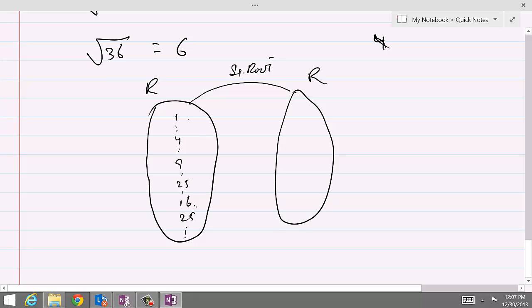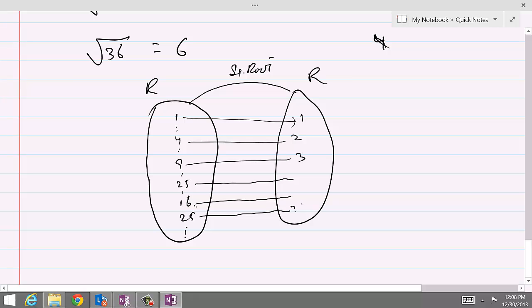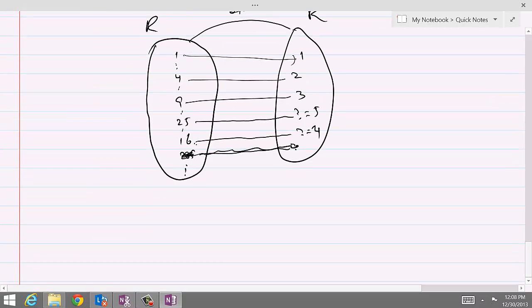what is 1 going to be related to? 1 will be related to 1, 4 will be related to 2, 9 will be related to 3, and guess what 25 will be related to? What will 16 be related to? And if your answer for 25 was 5, then you have completely understood the concept. 16 is related to 4. So this is how we can simply represent the same using Venn diagrams.